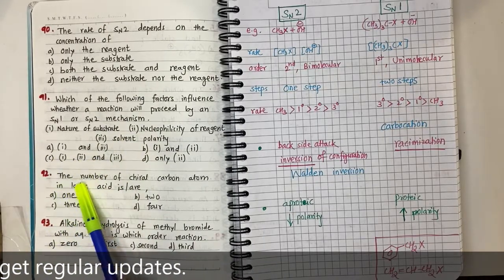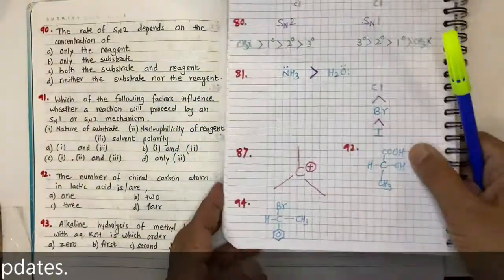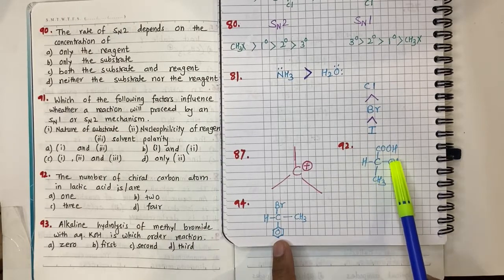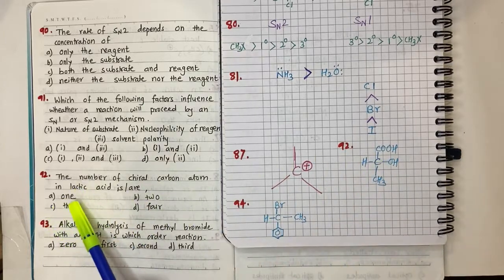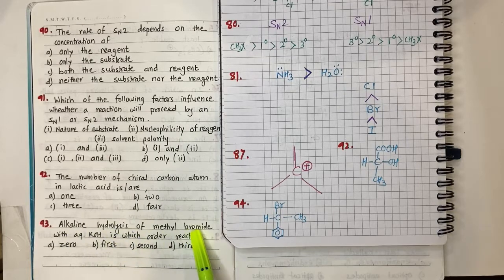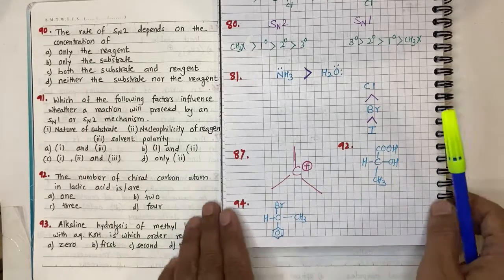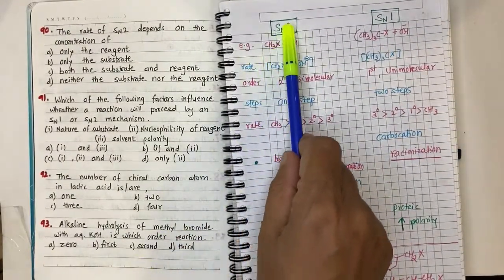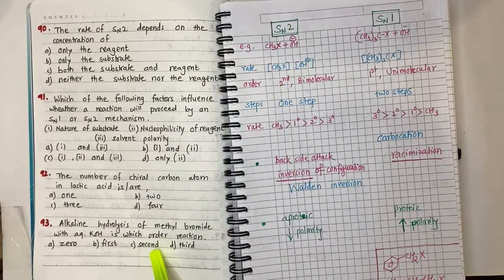Okay, the number of chiral carbon atoms in lactic acid. Lactic acid, this is the structure, this is the chiral carbon. Only one chiral carbon is present to which 4 atoms or groups are attached. Only one. Therefore, this is the answer. Next, alkaline hydrolysis of methyl bromide with KOH is in which order reaction? Now, methyl bromide, it's a primary SN2. It is a second order reaction.